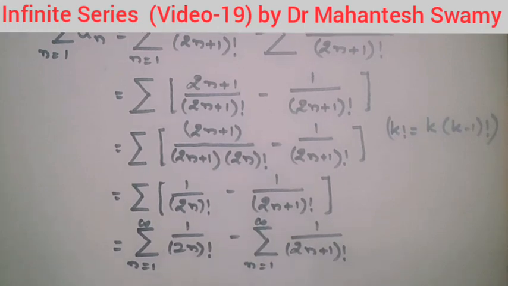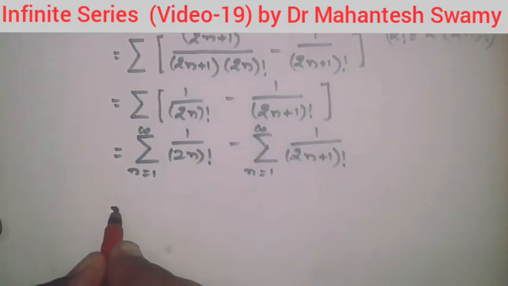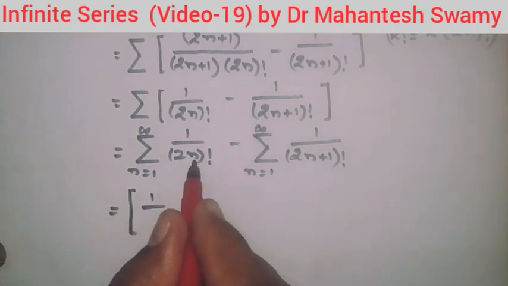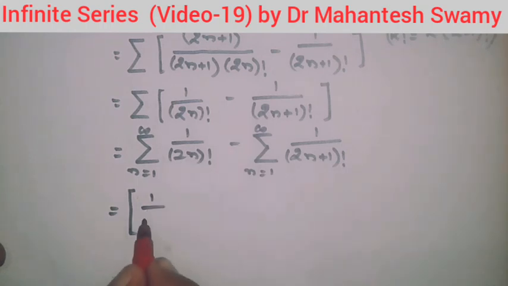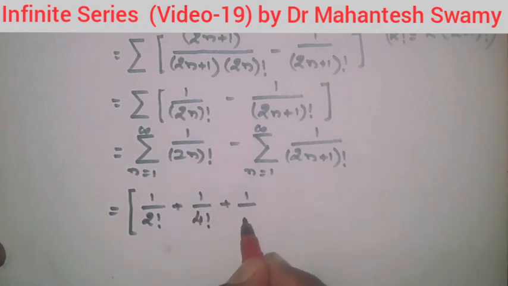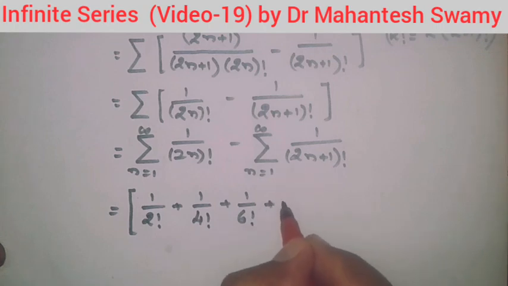Now let us expand these two summations. So the first summation is going to give us the first bracket. So it is 1 by 2 into 1. Substitute n equal to 1, 2, 3 and so on. Get the different terms. So it is 1 by 2 factorial, the first term, plus 1 by 4 factorial, the second term, plus 1 by 6 factorial, the third term, so dot dot dot.